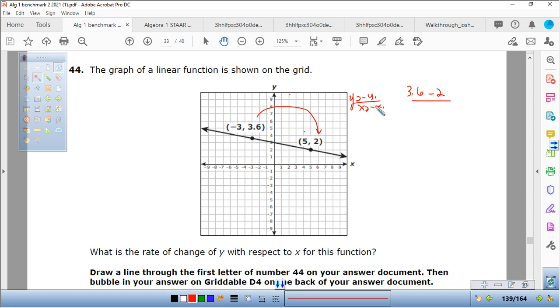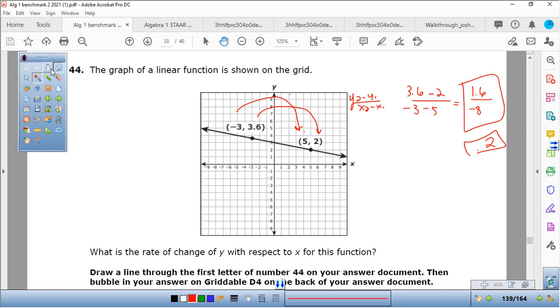3.6 minus 2. And then that one minus that one. And then -3 minus 5. So the top right here gives me 1.6. This one gives me -8. Type it in the calculator. 0.2, I believe, is the answer.